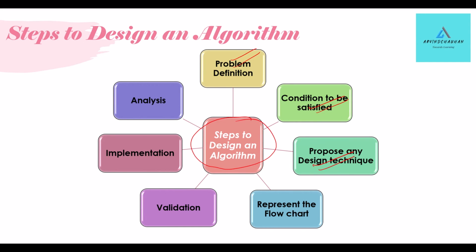If we have a problem that we can divide into sub problems, and if a sub problem is not directly solvable, then again we divide that sub problem into further sub problems. If we have this kind of data or this kind of problem, then we can propose the divide and conquer approach. Proposing a design technique means we have different kinds of design techniques: divide and conquer approach, greedy approach, dynamic programming approach, branch and bound, backtracking. So we have to propose a design technique based on our problem.